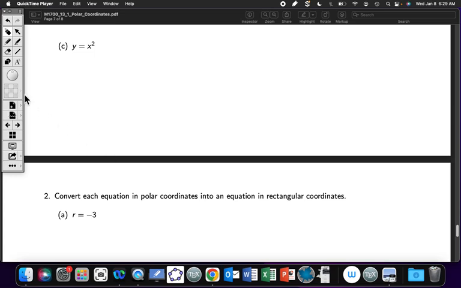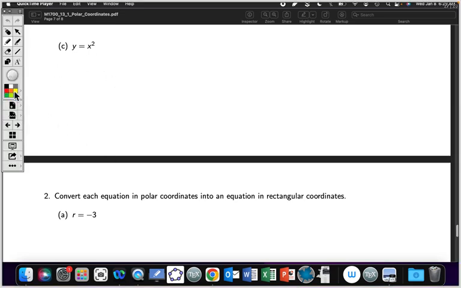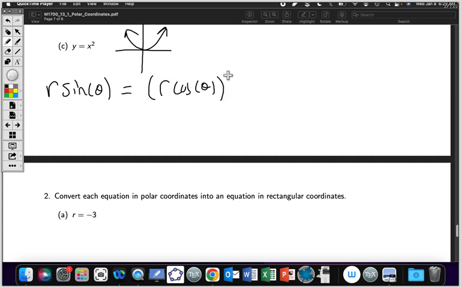All right, let's take y equals x squared. This is a friendly little parabola, right? So we've seen this before. Let's see what it looks like in polar coordinates. Y once again is r sine of theta. X is r cosine theta. So I get r sine of theta is r squared cosine squared theta.